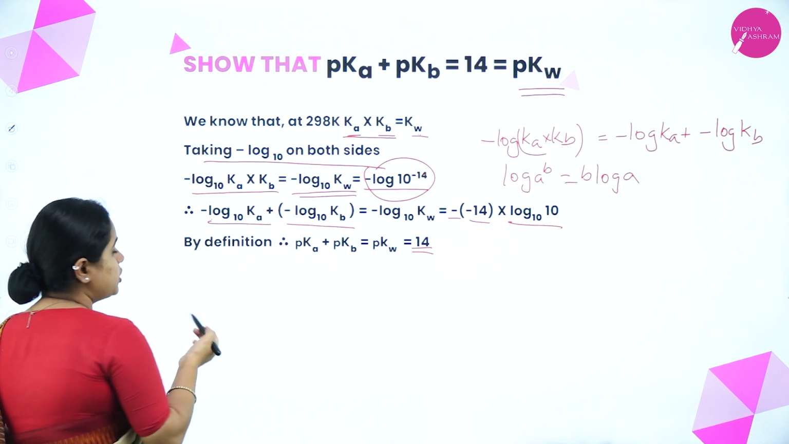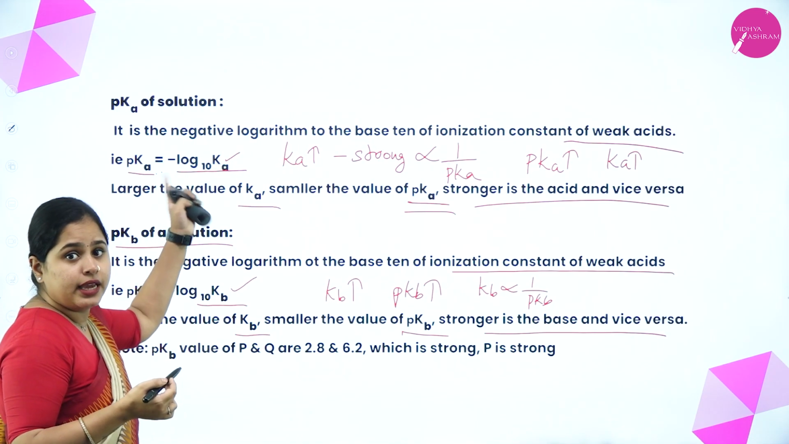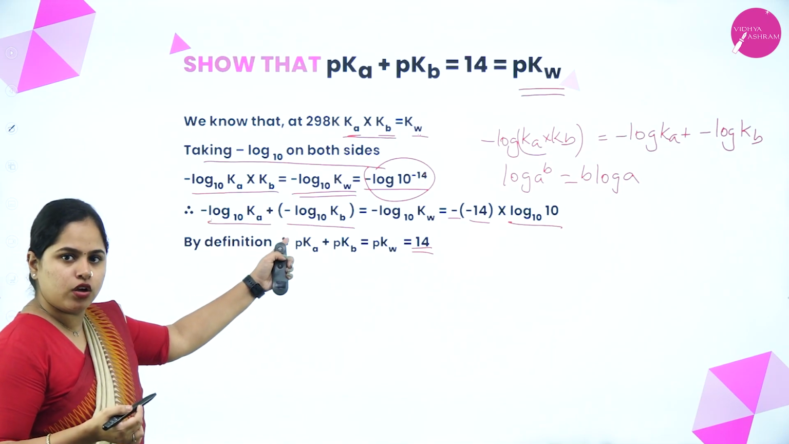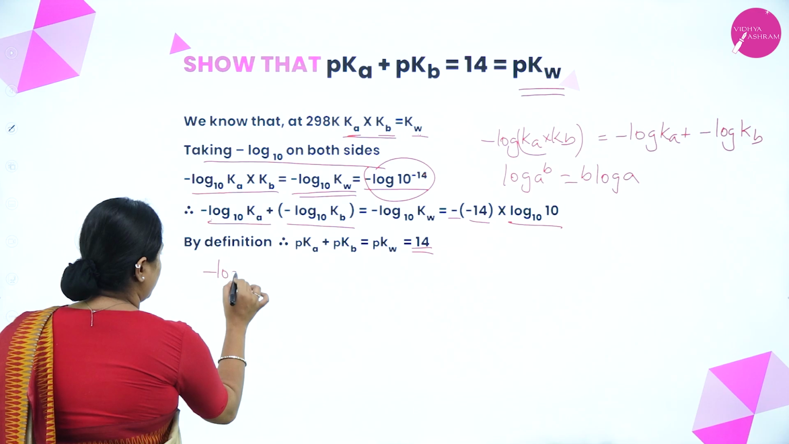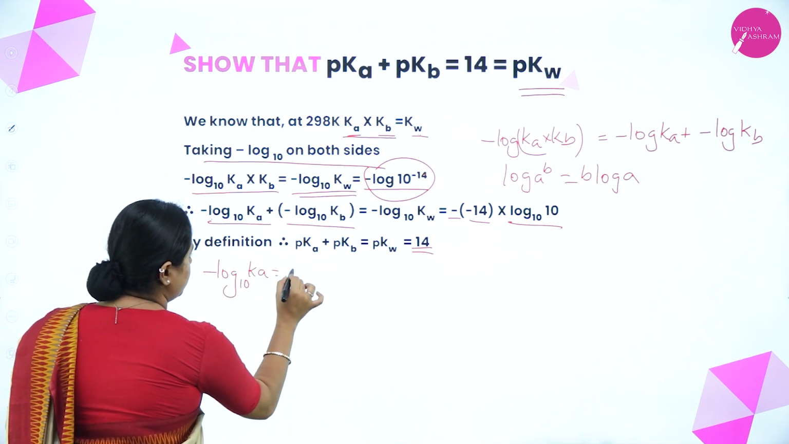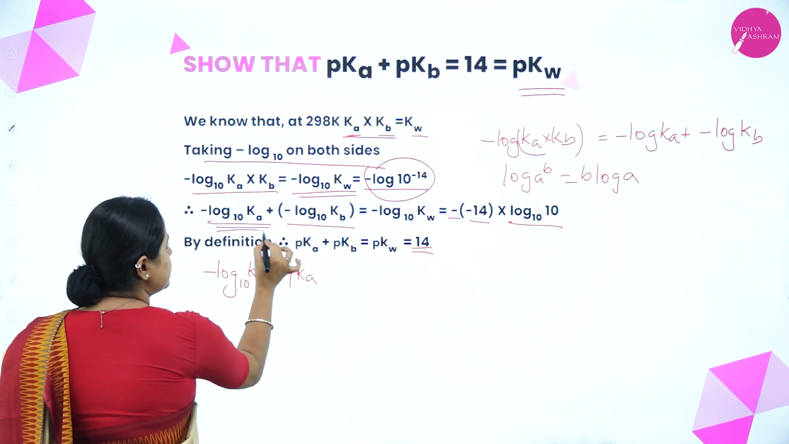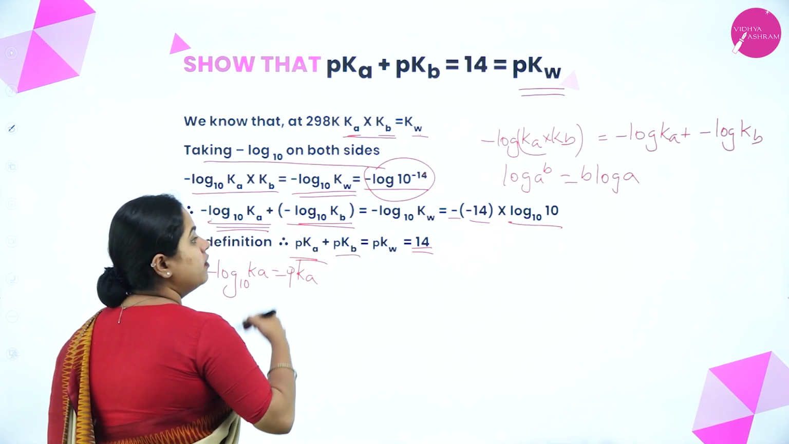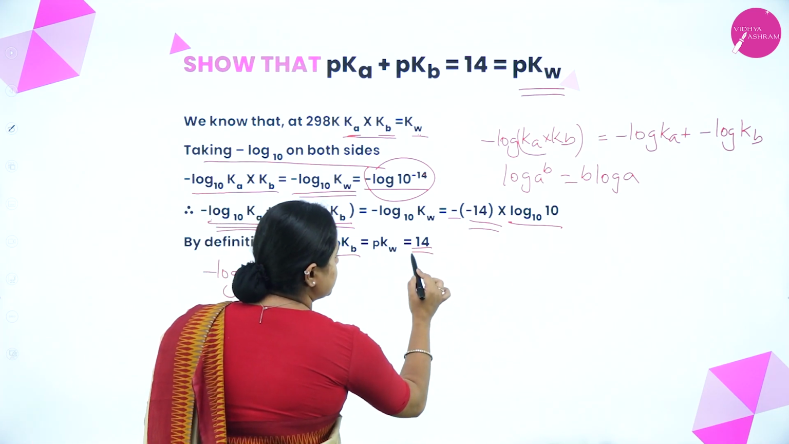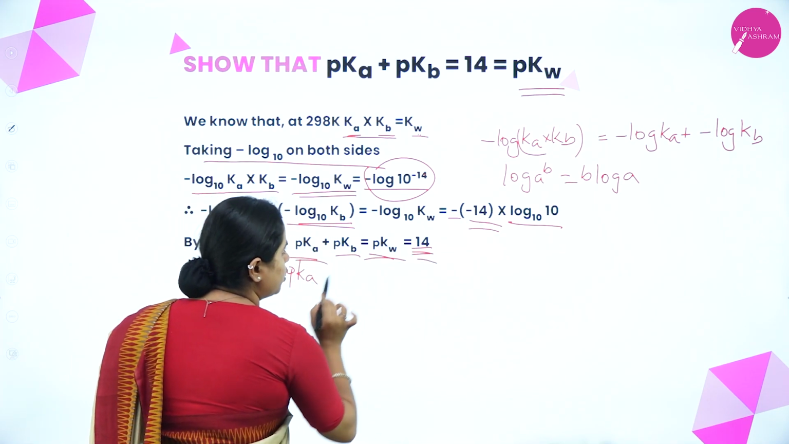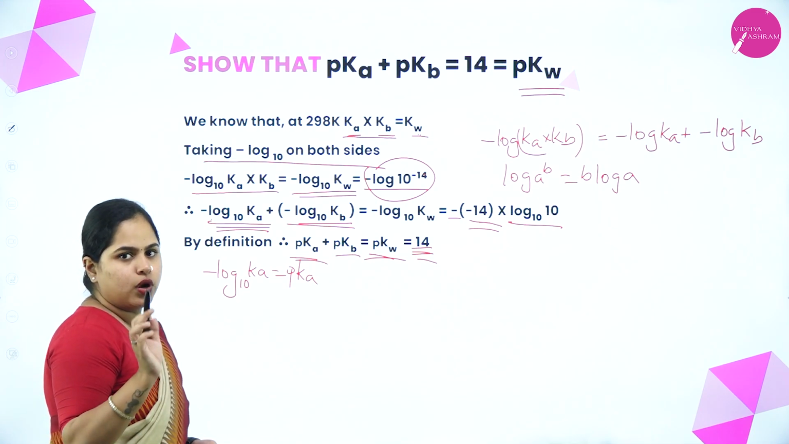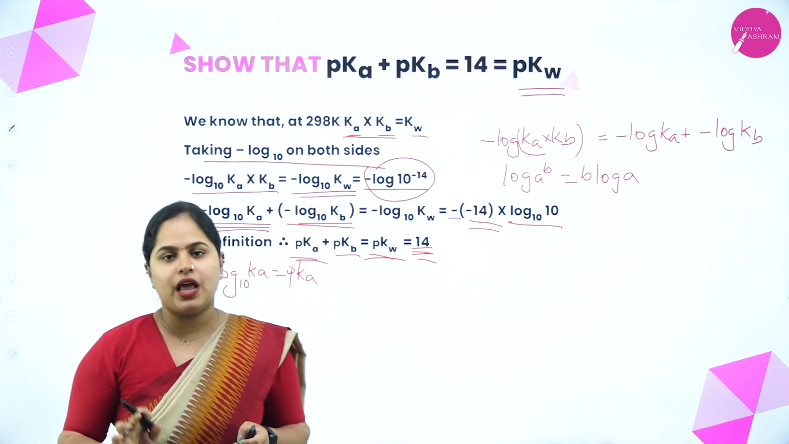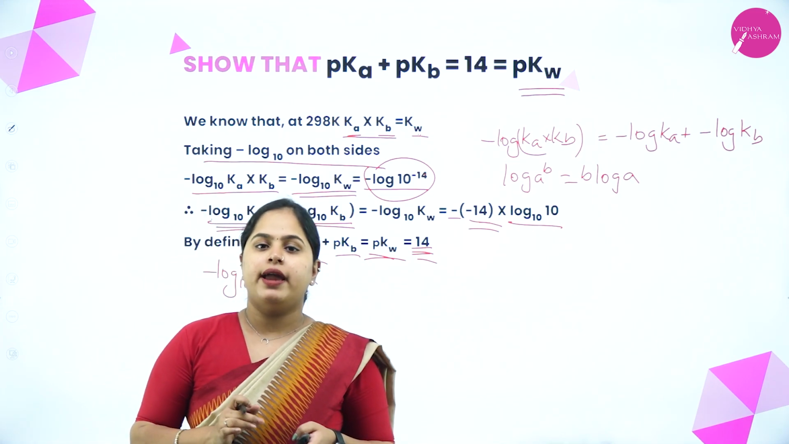Now what is this? Just now we studied what pKa is. It is minus log of Ka. So you already have minus log of Ka here. So minus log base 10 of Ka is equal to pKa. So instead of writing this, I can write pKa in its place, and this will be equal to pKb, which is equal to 14, and which is also equal to pKw. Right. So I hope it is clear. This is how you derive this equation. So it is very simple as well as very, very important for your examination.